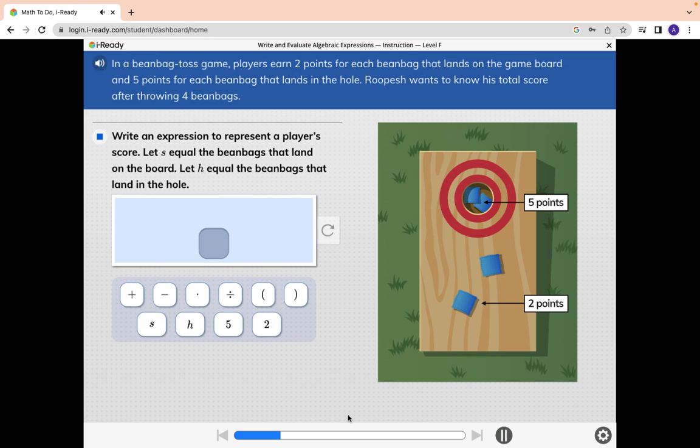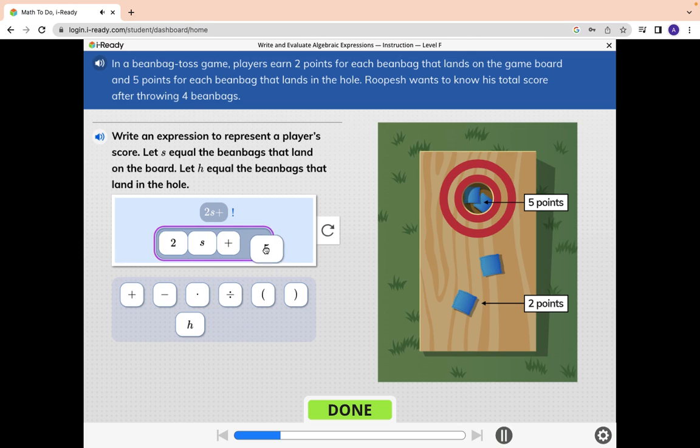Write an expression to represent a player's score. Let S equal the beanbags that land on the board. Let H equal the beanbags that land in the hole. So S is the beanbags that land on the board. It's not 2 though. It's not always going to be 2. So 2S, plus 5H.